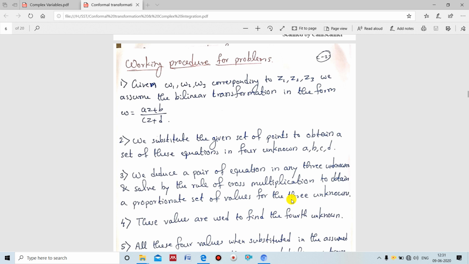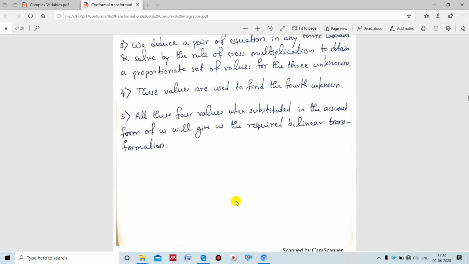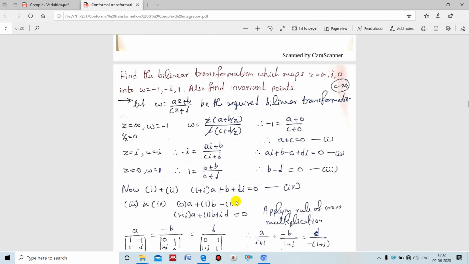Then, using these three unknowns in the above equation, we find the fourth unknown. All four unknowns can be substituted here. So that is a bilinear transformation. This is the working procedure. By using this, let us solve examples.